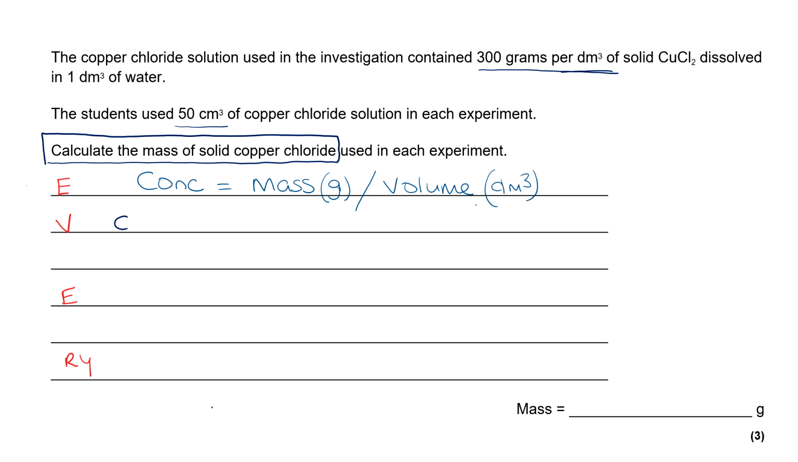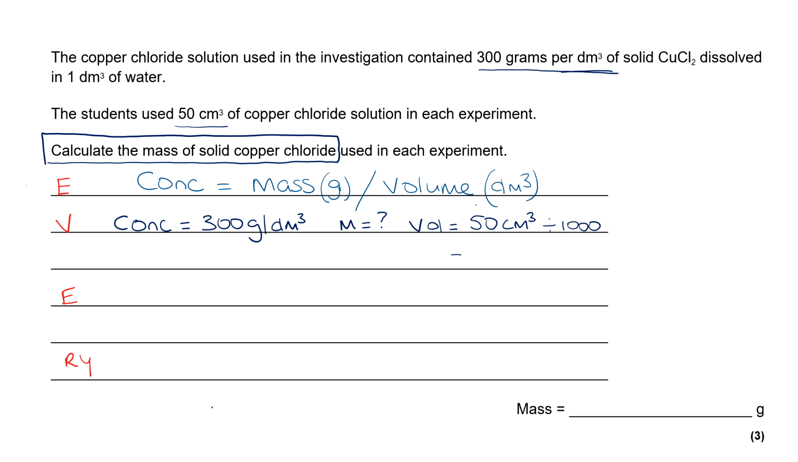So for our concentration, we can tell from the question that it is 300 grams per litre cubed. Always include your units. It's asking us to calculate the mass, so put in our question mark, and then the volume of our solution is 50 cubic centimetres. Now, as I said, we would need to convert that, and in order to convert from cubic centimetres to decilitres, we need to divide by 1,000.